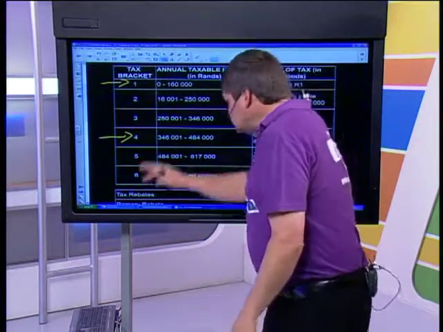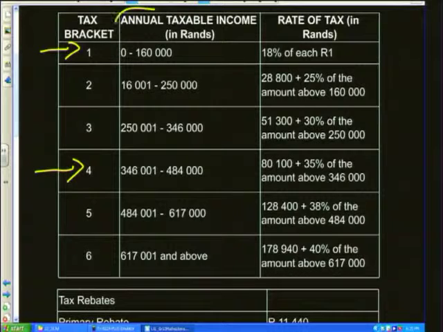Now you will notice that I've used the word annual. I haven't said if I earn a monthly salary, I've said if I earn an annual salary. And this is important to remember because so many matrics make this mistake in the exam. Guys, this table refers to my annual income, my annual taxable income. Right.